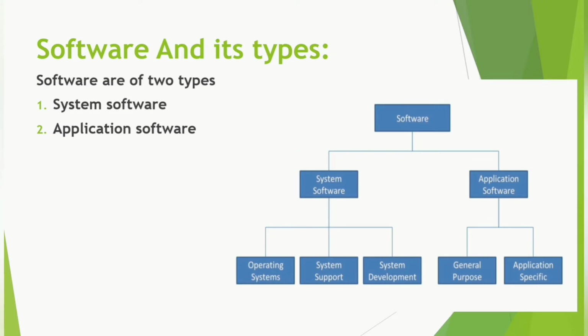Software and its types. Software is mainly differentiated into two types. First one, system software. Second one, application software. System software is also differentiated into operating system and system support system development, those are utilities. And the application software is differentiated into general purpose and application specific.